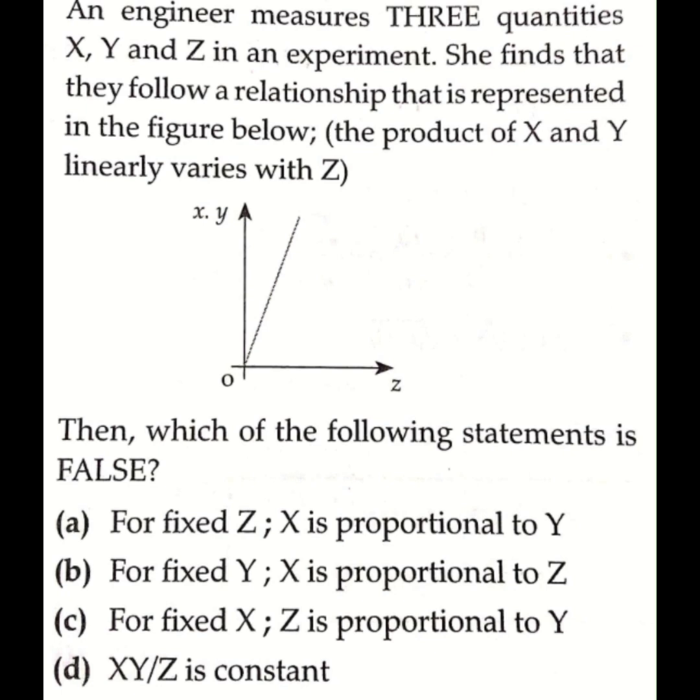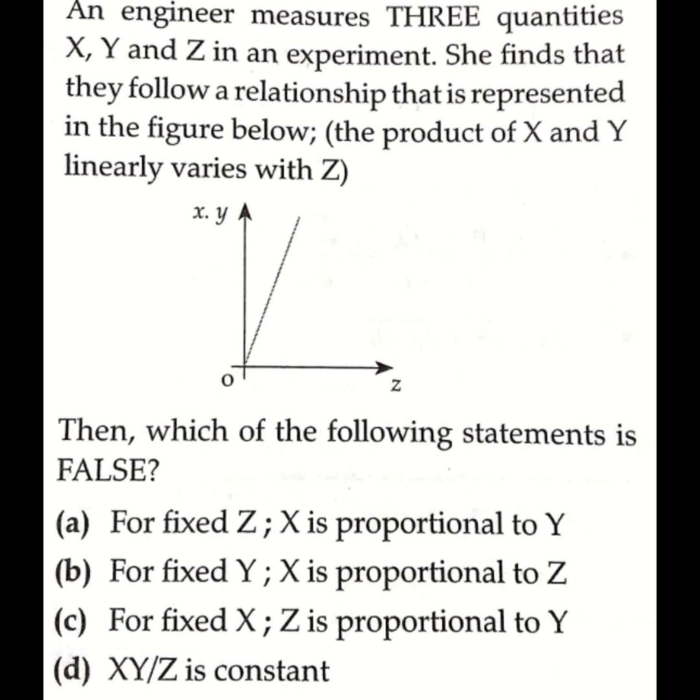So coming back to the question, among these options, option A is the answer: for fixed z, x is proportional to y. So in this type of problem, you have to first of all identify the nature of the question. From the options, we should be able to guess that this is based on the relation given by the graph.